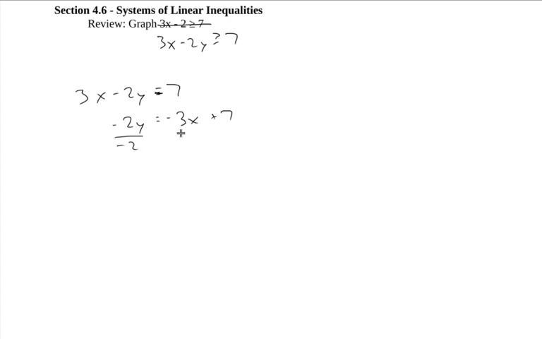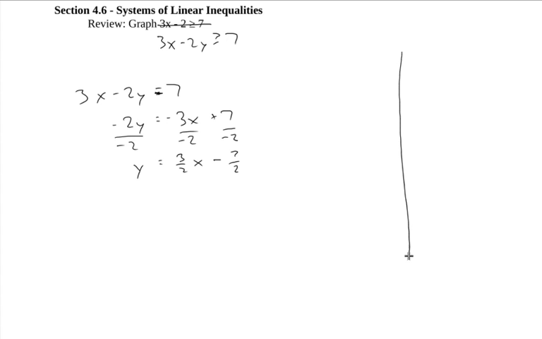And then I want to divide both sides by negative 2, giving me y equals 3 halves x, because I'm taking a negative 3 divided by negative 2. That gives me a positive 3 halves, minus 7 halves. This number, this is my y-intercept.